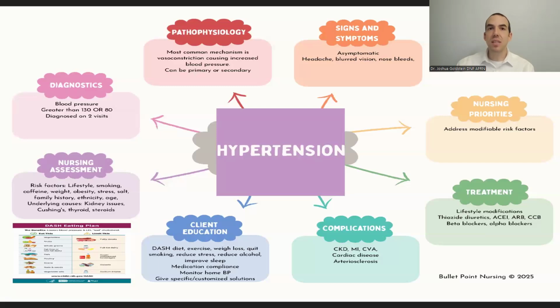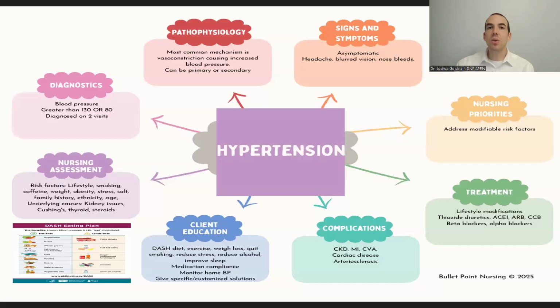The risk factors are lifestyle, so that's going to be someone who doesn't have a healthy diet and someone who doesn't get a lot of exercise. Smoking is a tremendous risk factor for hypertension. Every single cigarette, we're talking about tobacco cigarettes, those do increase your blood pressure. Caffeine absolutely increases your blood pressure. Elevated weight and obesity absolutely increase your blood pressure. And stress increases your blood pressure. Excessive salt intake increases your blood pressure.